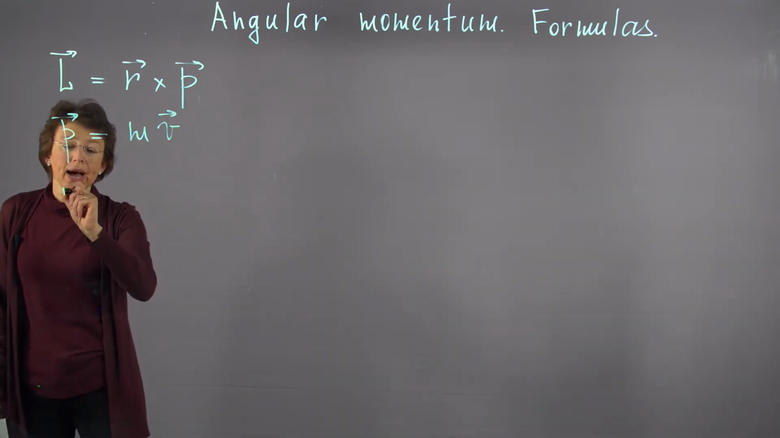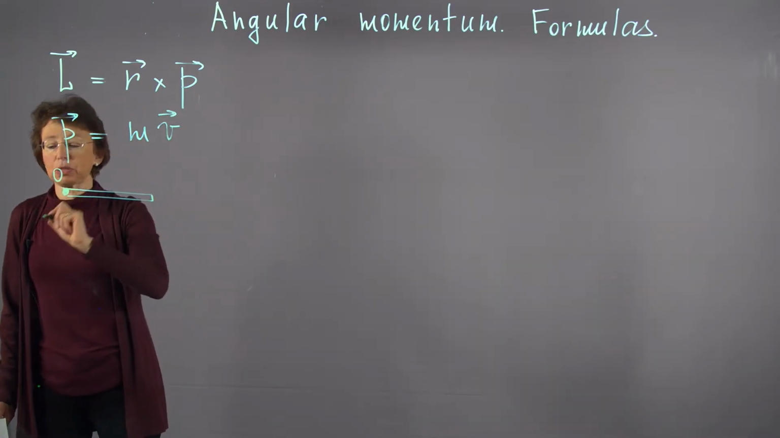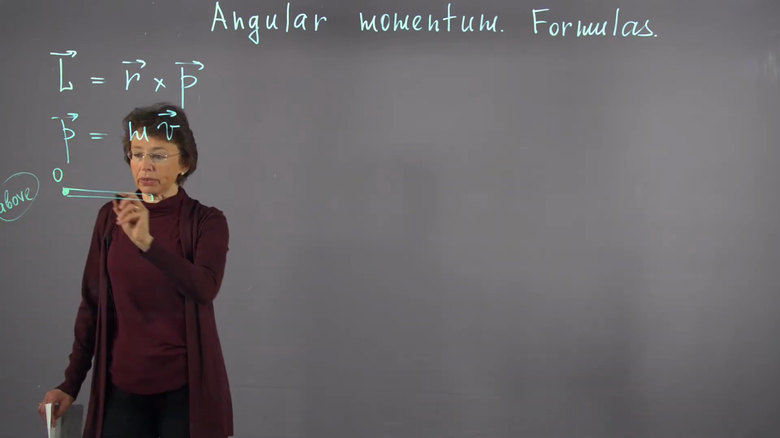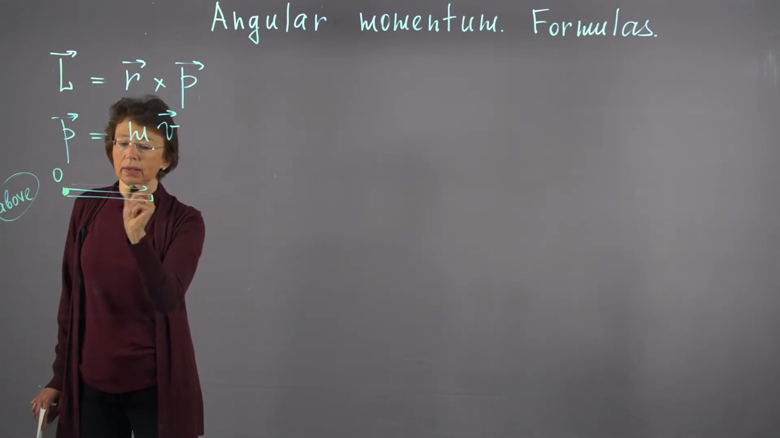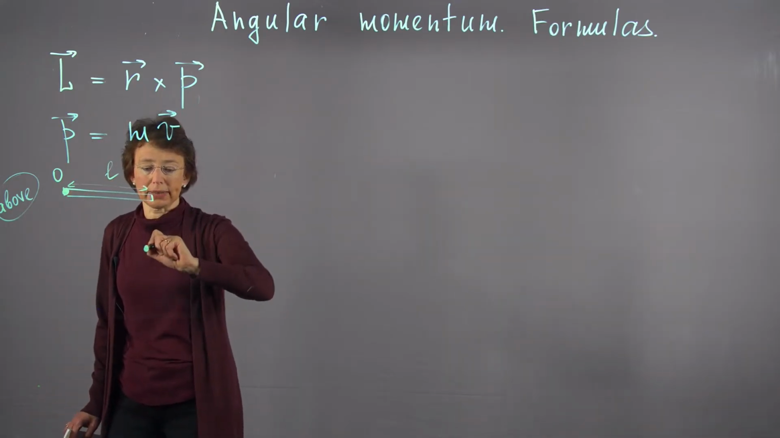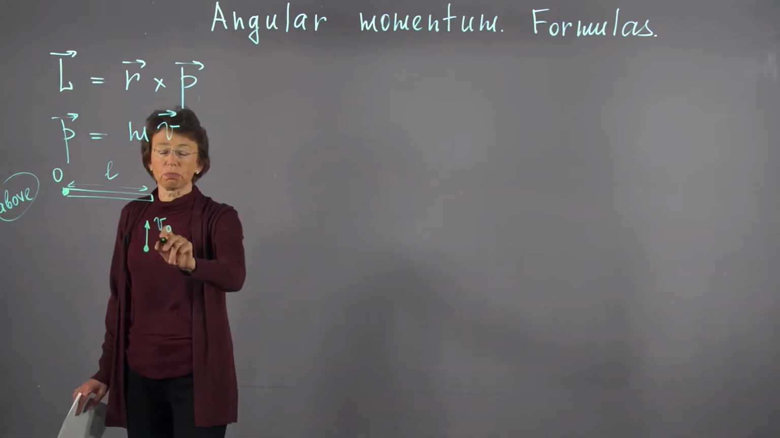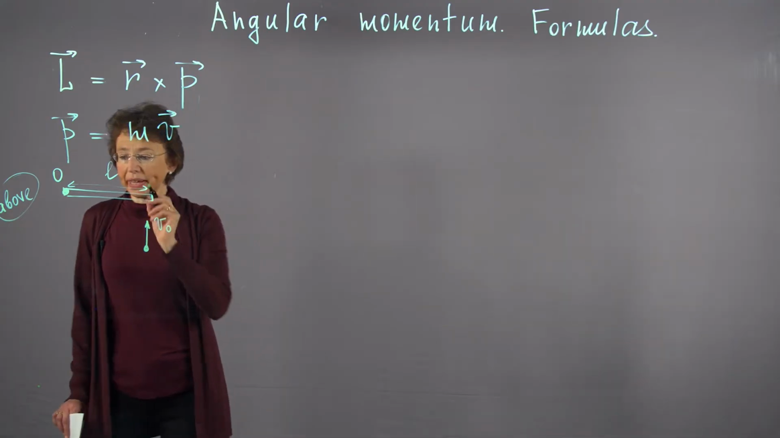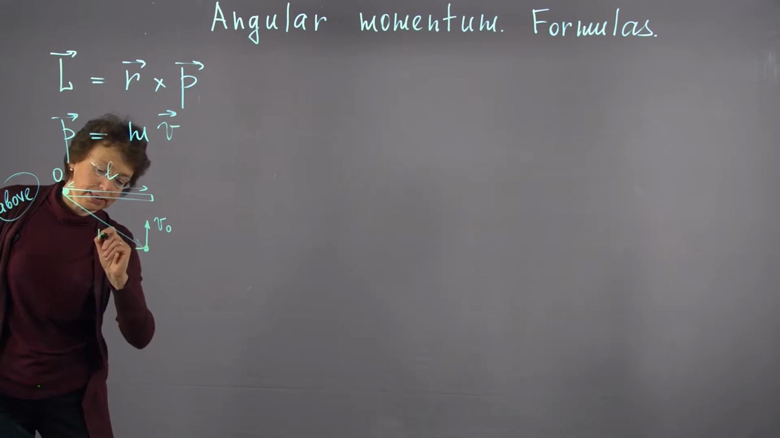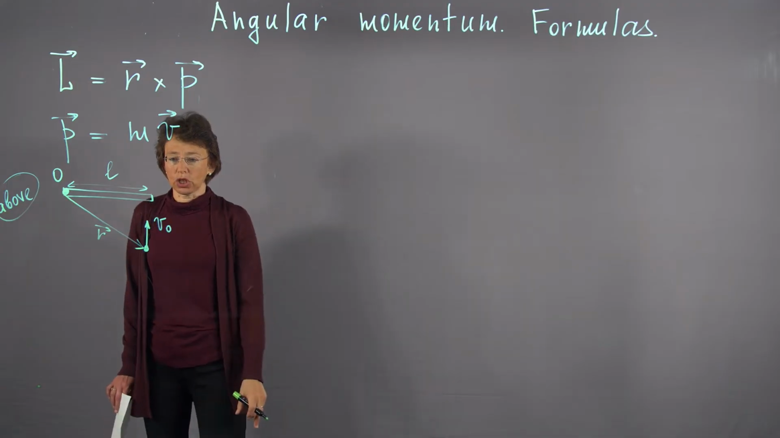For example, I have a rod that is pivoted right here about this point O, and this is view from above. And this rod has length little l. And I shoot a bullet right at the end with velocity v naught. So the linear momentum of this bullet is mv naught. And r is from O to this point. This is r. And as the particle is moving, r will be changing.